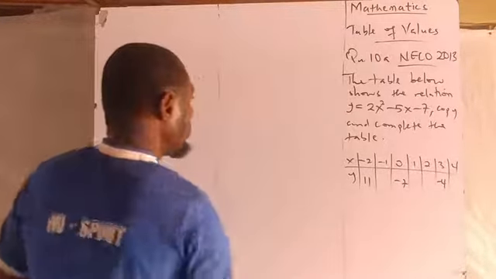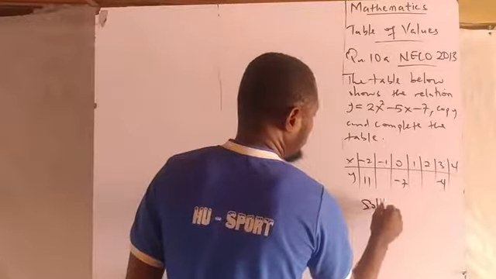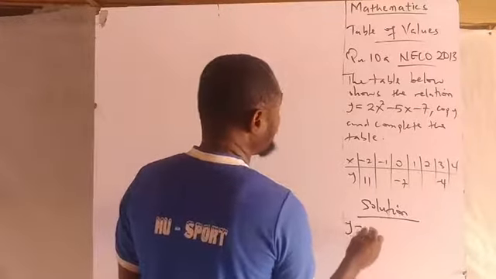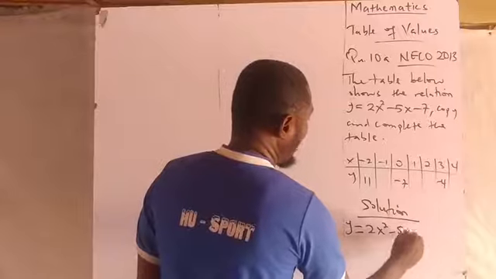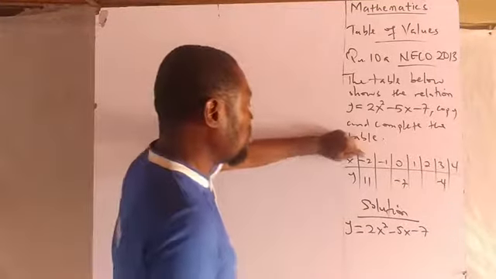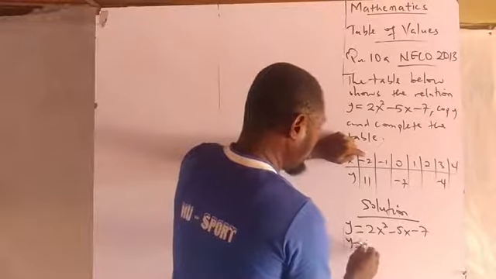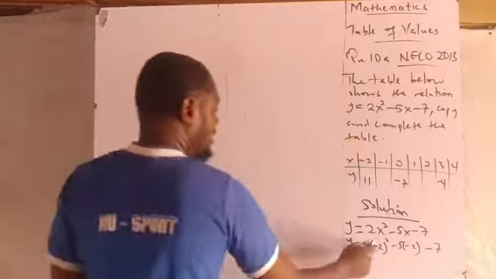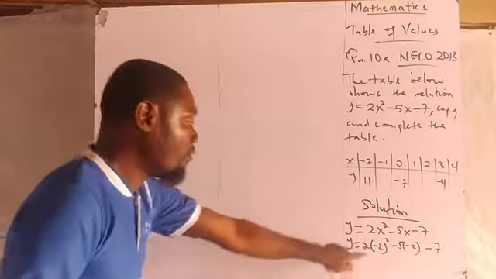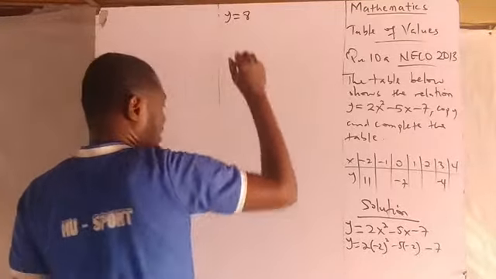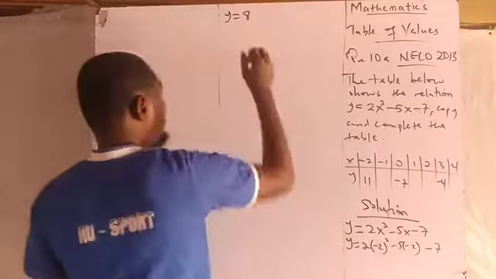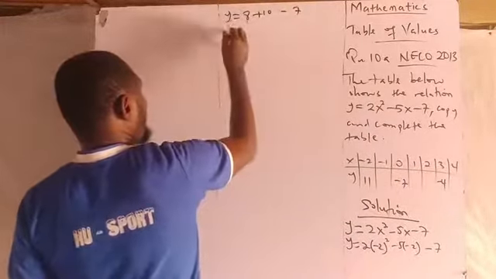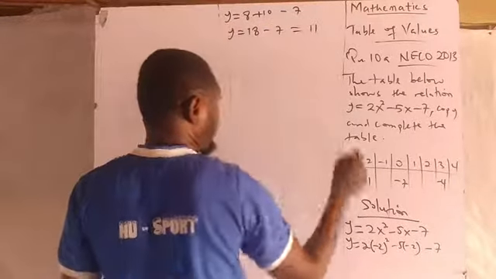Let's start. Solution. When x is minus 2, from the equation y is equal to 2x squared minus 5x minus 7, what will be y? You write y is equal to 2 times minus 2 squared, minus 5 times minus 2, minus 7. Minus 2 squared is minus 2 times minus 2, which is 4. 4 times 2 is 8. So we have y is equal to 8. Minus 5 times minus 2 is plus 10, and then minus 7. So y is equal to 18 minus 7. That is 11.